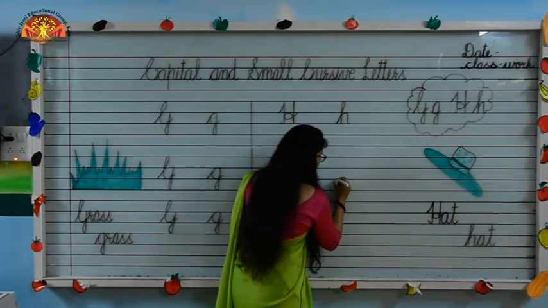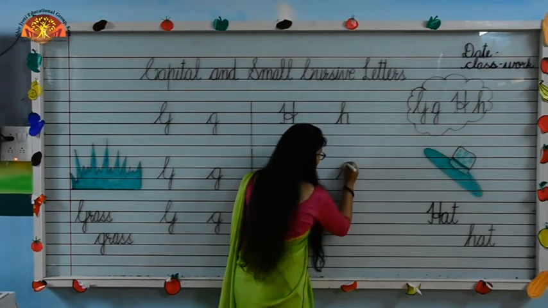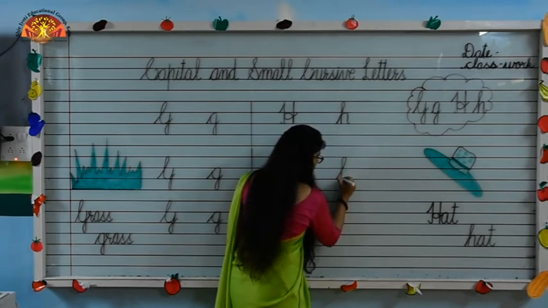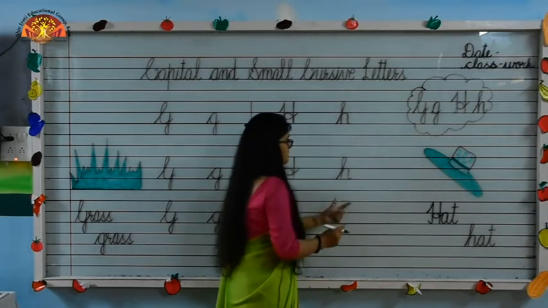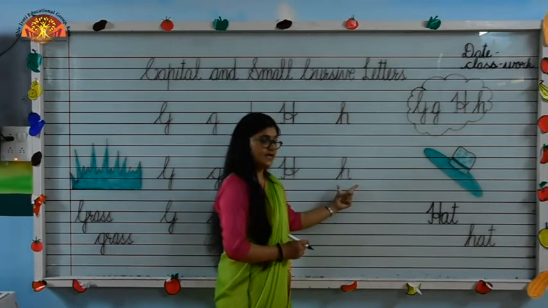Now small cursive H. Put the pencil on the 3rd line, draw a long loop, moving down, touch the 3rd line, again up with the same line, turn, touch the 2nd line, now standing line and turn. This is small cursive letter H.